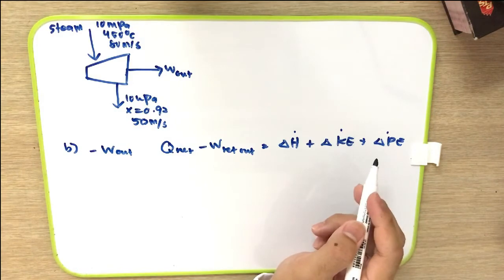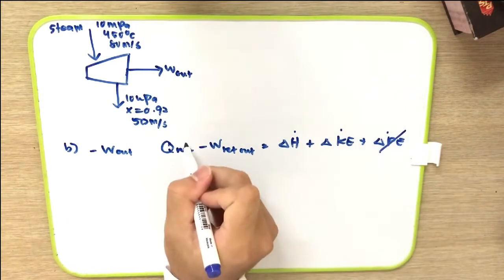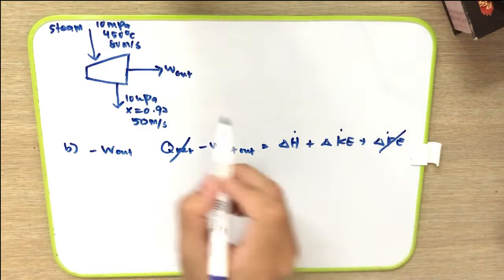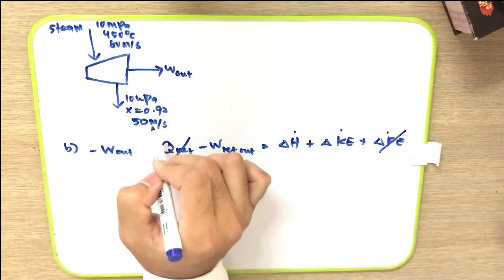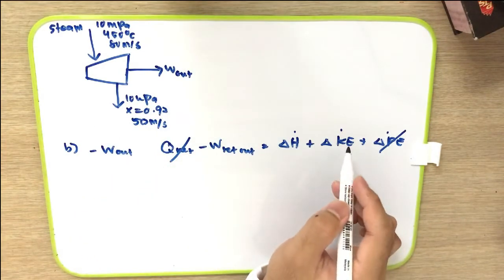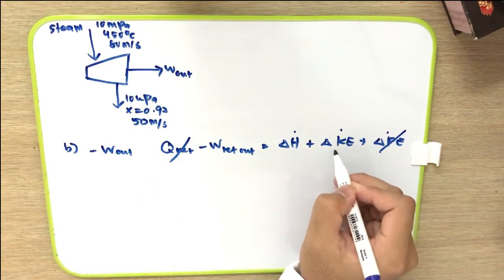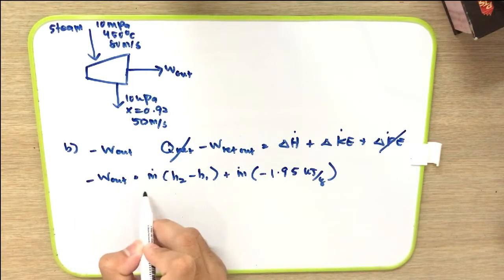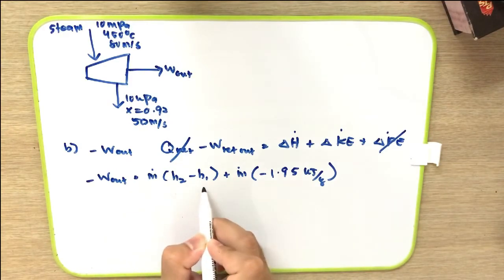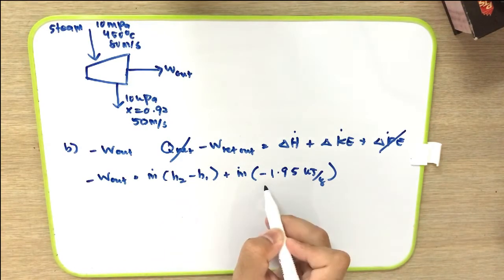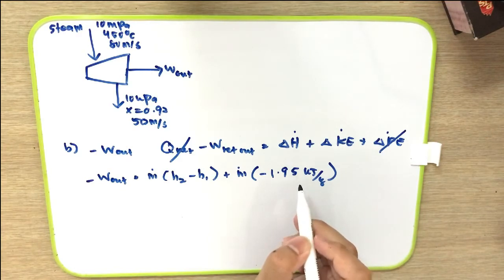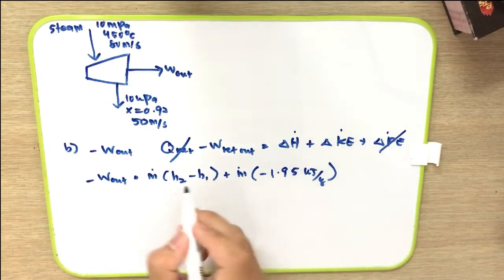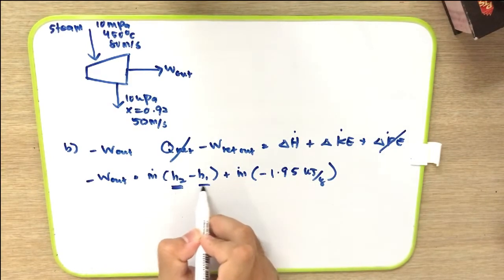Next, we neglect what is unnecessary, which is PE and also Q, because it is adiabatic. So KE we have to take into account because we are provided with the velocity, and just now we calculated the change of kinetic energy, so we have to include it. So from here we can get negative W out is equal to m times H2 minus H1 plus m times negative 1.95. The change of kinetic energy we have found just now, so we can use it to substitute in here. So now we have to find the H2 and also the H1.